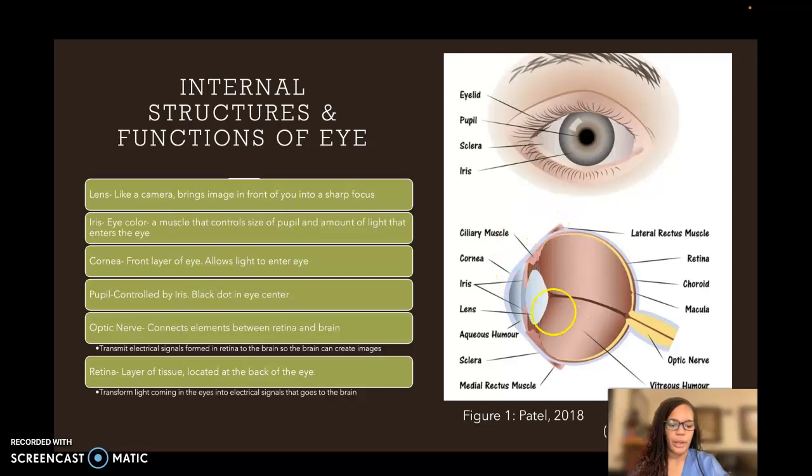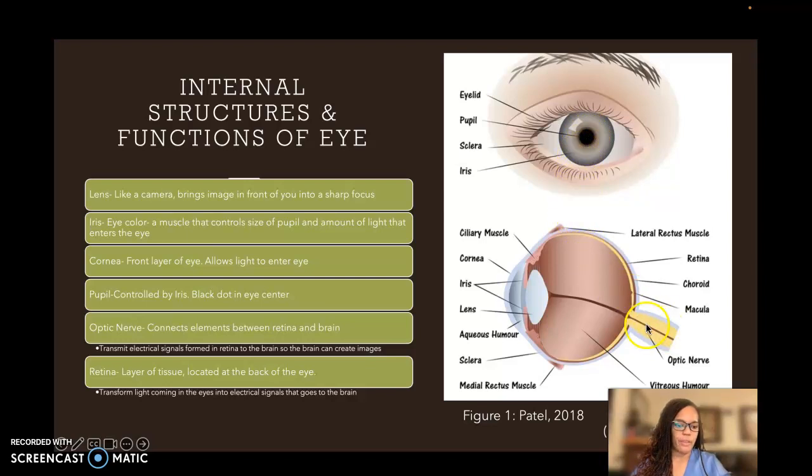Next we have the cornea, and the cornea is right here. Your cornea is the front layer of the eye that allows light to enter. And then we have your pupil. So the pupil is controlled by the iris, which is the eye color, and it is a black dot in the center of the eye.